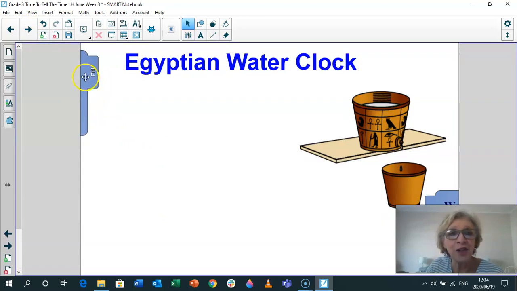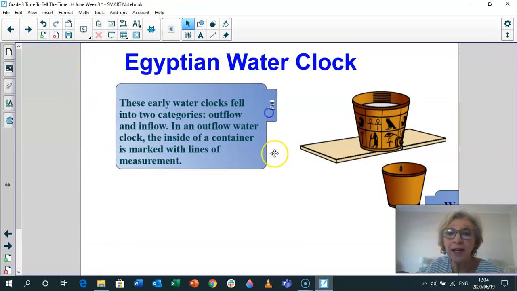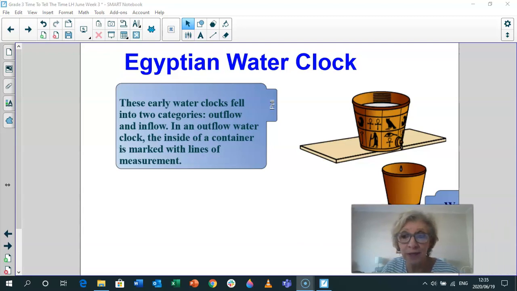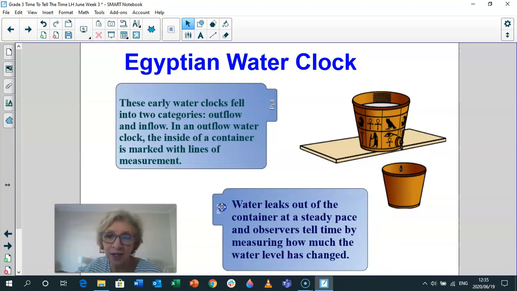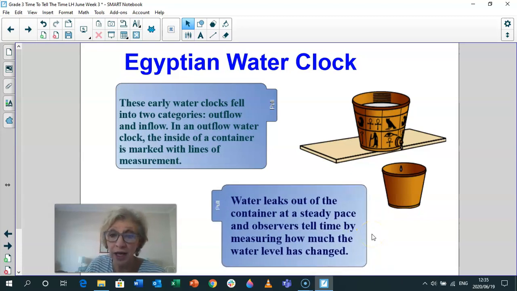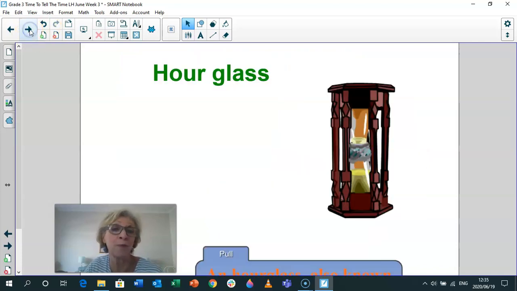All right, so an Egyptian water clock. These early water clocks fell into two categories. Some let the water flow out, and some with inflow. In an outflow water clock, the inside of the container is marked with lines of measurement. Right, let me just pull my little information box out here. Water leaks out of the container at a steady pace, drip by drip. And observers or people walking past could tell the time by measuring how much the water level has changed at that particular time. Now, that's also smart.